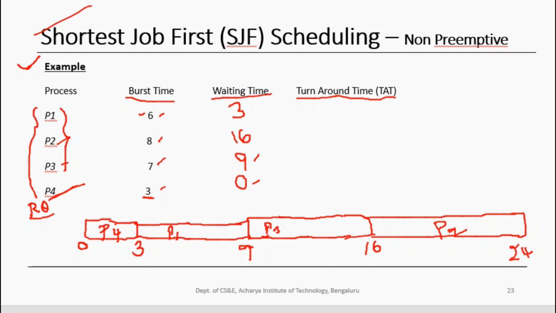So what is the turnaround time? Turnaround time is nothing but the completion time minus the arrival time.